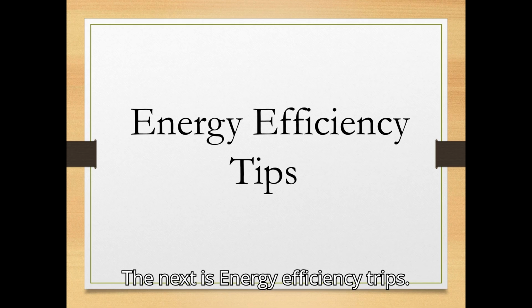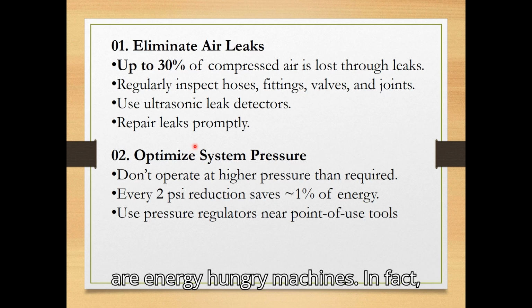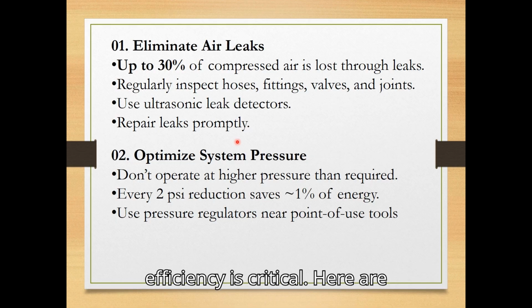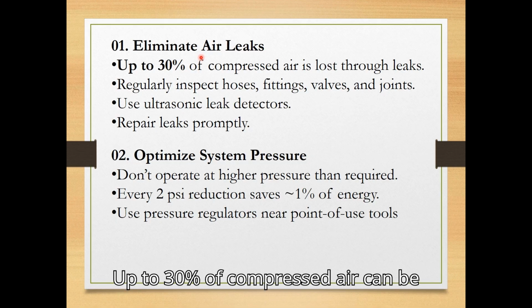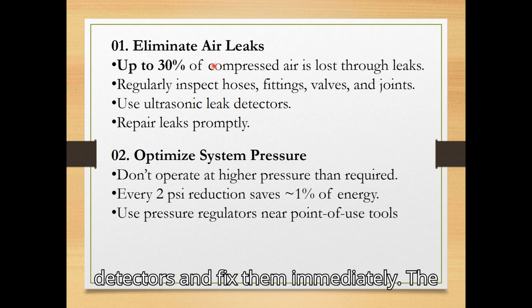The next is energy efficiency tips. Air compressors are energy hungry machines. In fact, compressed air is one of the most expensive utilities. So improving efficiency is critical. Here are some proven tips. Number one is eliminate air leakages. Up to 30% of compressed air can be lost due to leakages. Use an ultrasonic detector and fix them immediately.